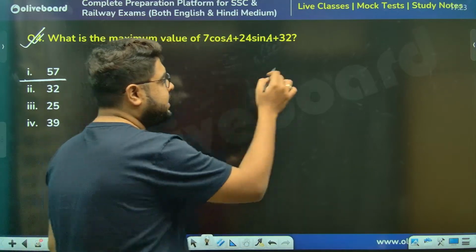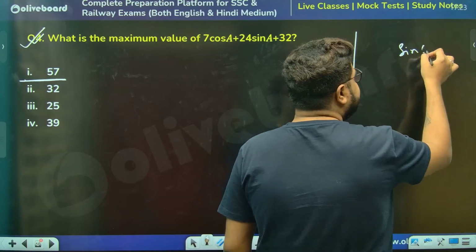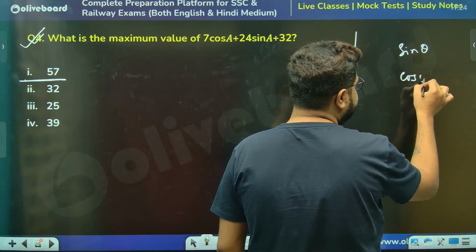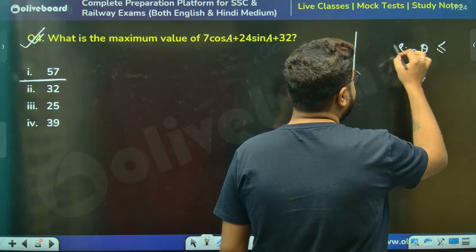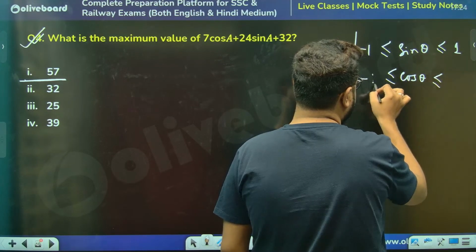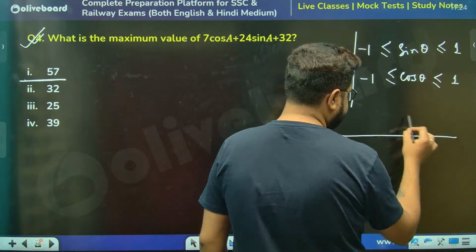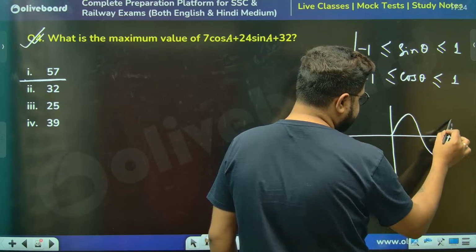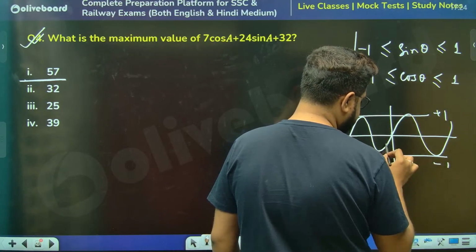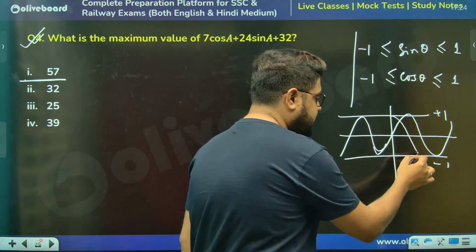Sir, remember one thing before I solve this. Sine of anything, theta. Theta can be anything, between minus infinite to plus infinite. Same goes for cos. Their value can always be confined between these. They cannot go beyond. So the graph actually looks like this, sir. This is plus 1 and this is minus 1. Cos actually starts from here, sir.